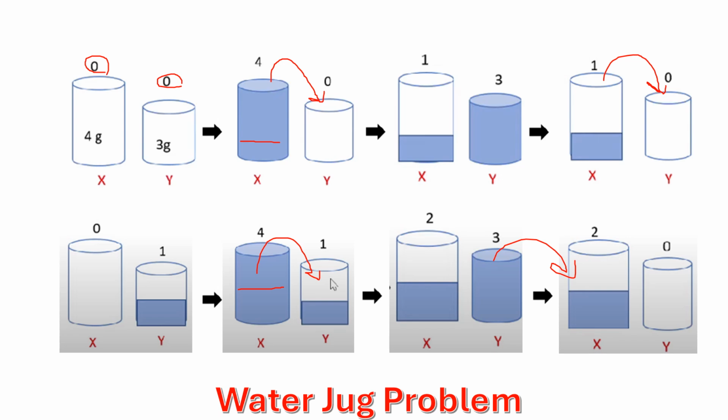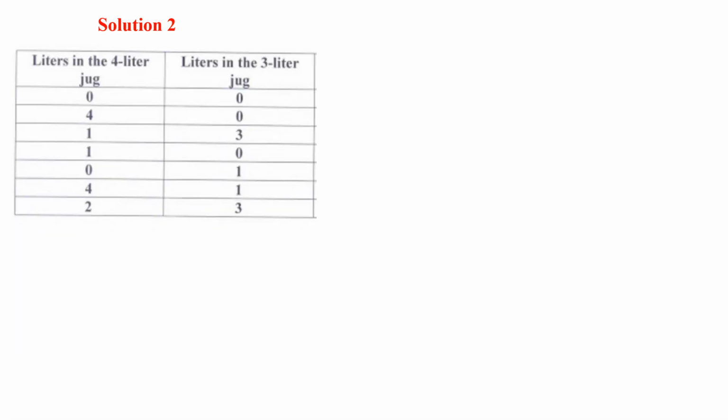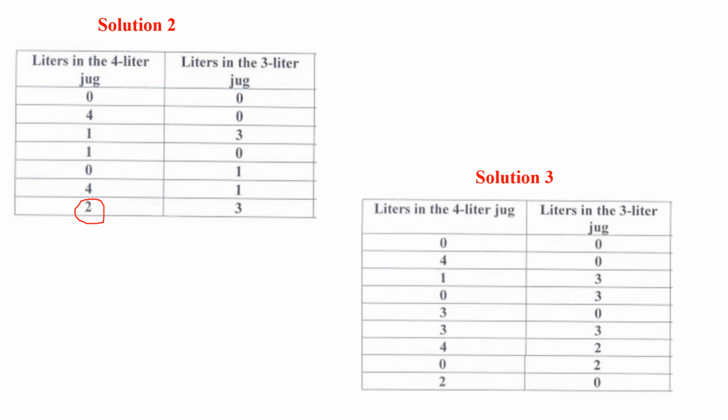Okay. Here finally we got the solution: x is equal to 2, y is equal to 0. We have other possible solutions like 0, 0; 4, 0; 1, 3; 1, 0; 0, 1; 4, 1. Finally we have 2 gallons of water in the 4-gallon jug. Again, we have one more solution for your reference.